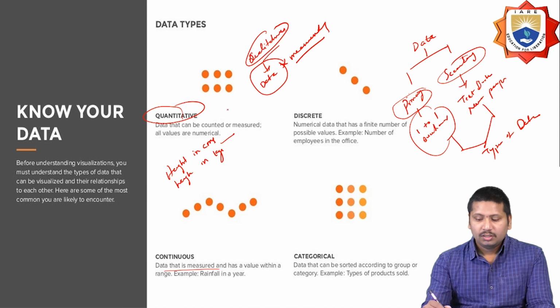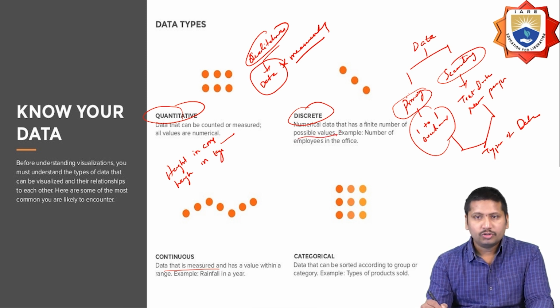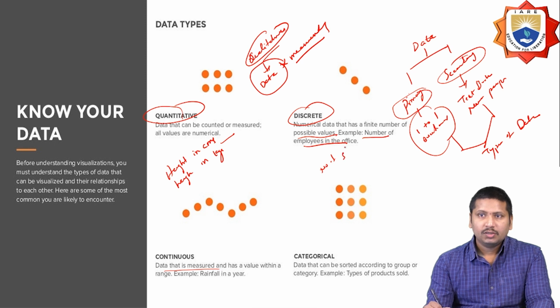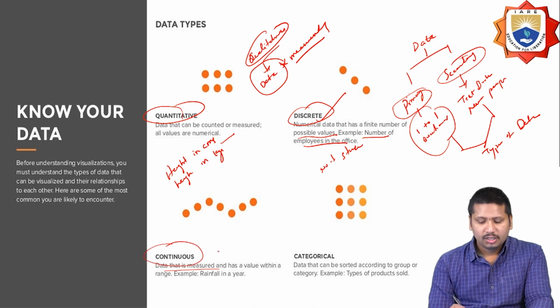Then we may have discrete also. Discrete means the numerical data has a finite number of possible values, like the number of employees in the office. So the count, like the number of employees or the number of students, will all be considered discrete data. And the next one is continuous. That means the data is going to have some measurements, values or measurements.